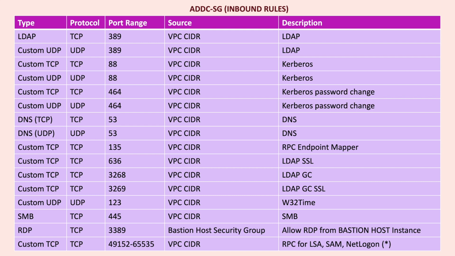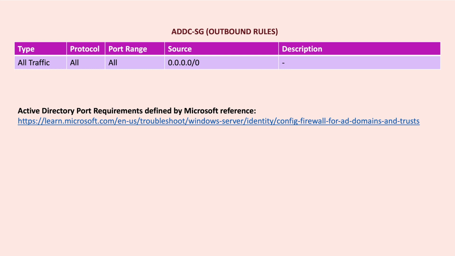We are allowing Active Directory traffic from all instances within the VPC, and we are allowing RDP traffic from the Bastion host. As for the outbound rules, the Active Directory domain controller security group will allow all traffic outbound to any source. Here is the link for the Active Directory port requirements that's defined by Microsoft. I will also link this document in the description below. Let's now switch over to the demo.